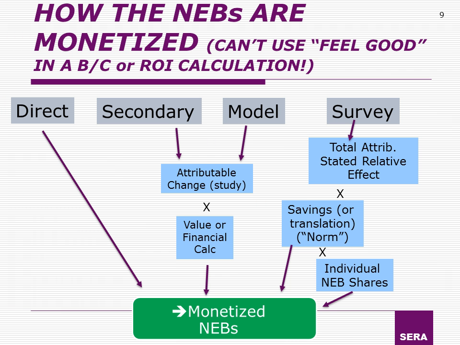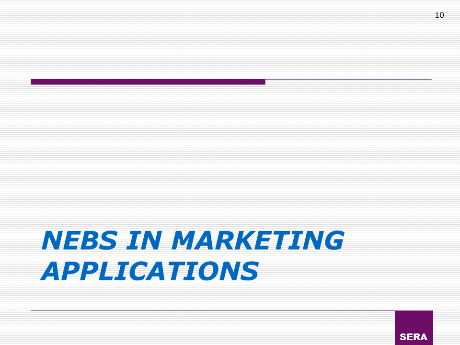Once we do the survey, the direct approaches give you numbers directly. Secondary gives you a trivial change times a financial calculation. It's a number. Models give you direct numbers. For surveys, we go to the relative effect, we translate that to multiples, and we're able to come up with monetized numbers. All of these approaches give us real dollar values, which are what is really important. Beyond feeling good, we also have to have numbers we can put into real applications.